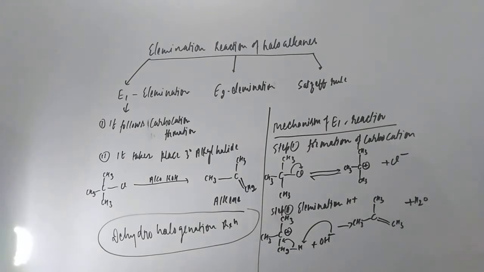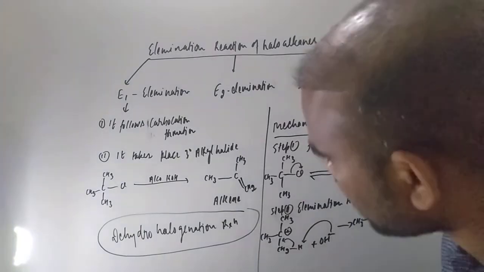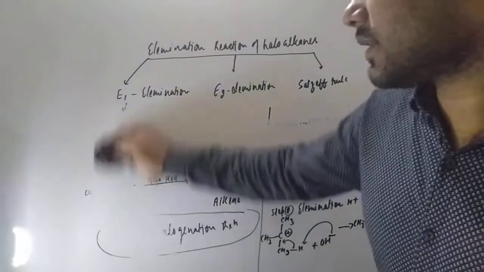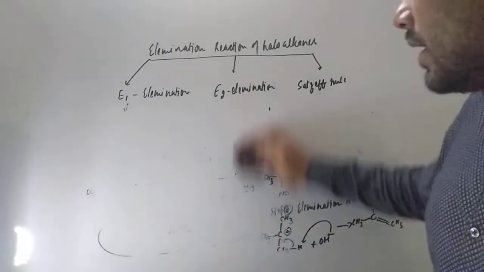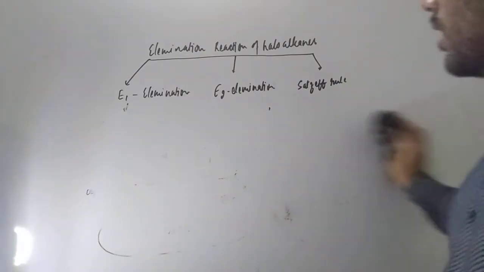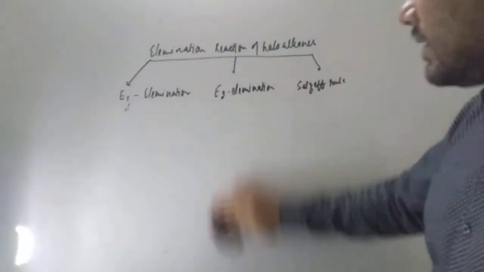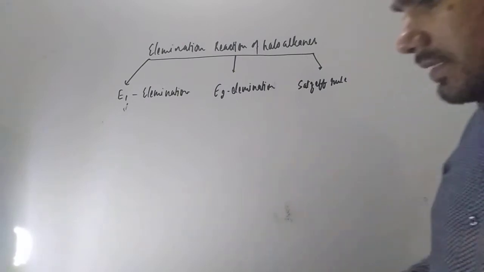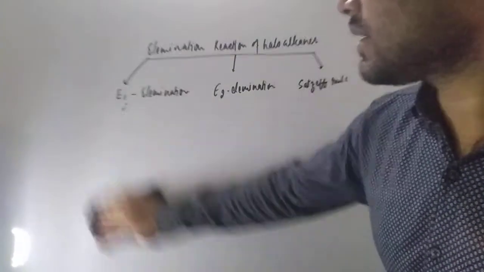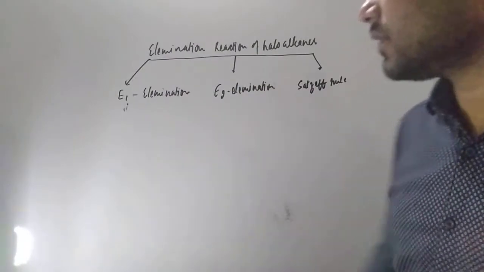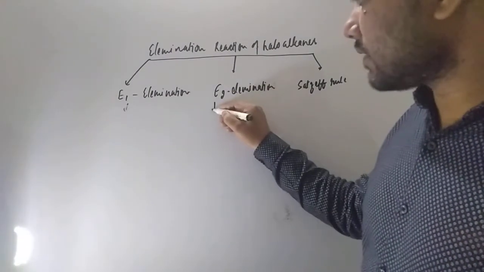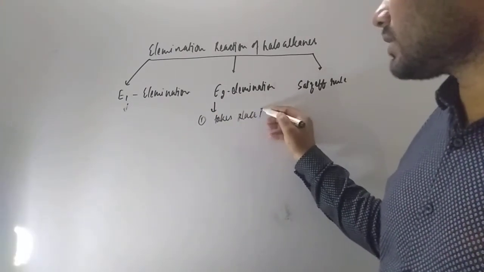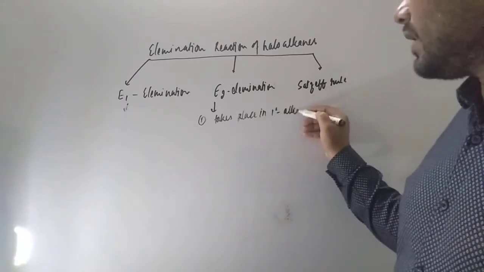Now student, we are going to understand the E2 elimination reaction. The E2 elimination reaction follows just like the SN2 reaction. It generally takes place in 1-degree alkyl halide, and it is also known as beta elimination reaction. So let us try to understand this, student. It takes place in 1-degree alkyl halide.